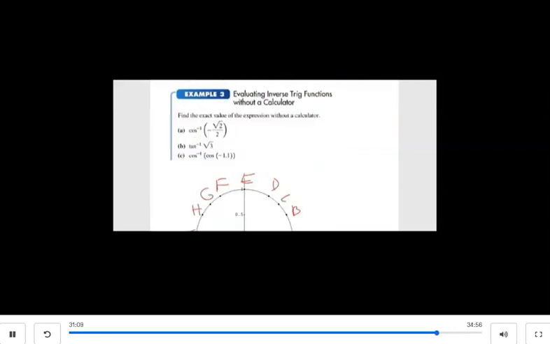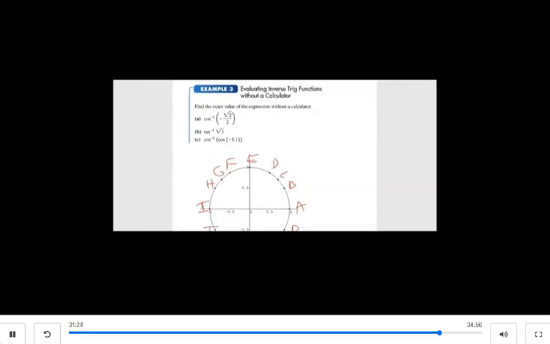Okay, after looking at how much material we're going to have to cover when you get back, I'm going to have to do example 3, so I'm sorry for kind of lying to you a few seconds ago. Let's just do example 3, A, B, and C, and then we'll move on, okay? Find the exact value of the expression without a calculator.